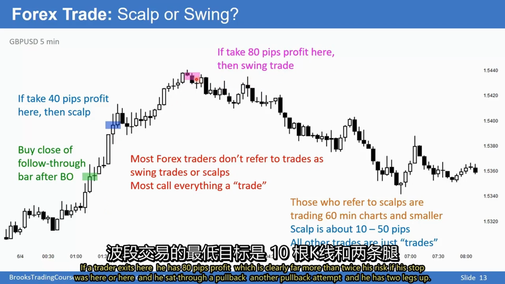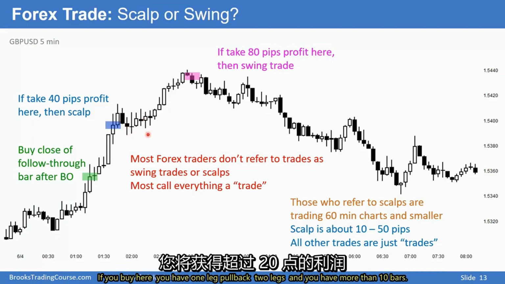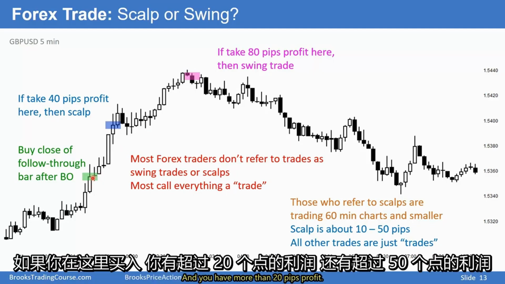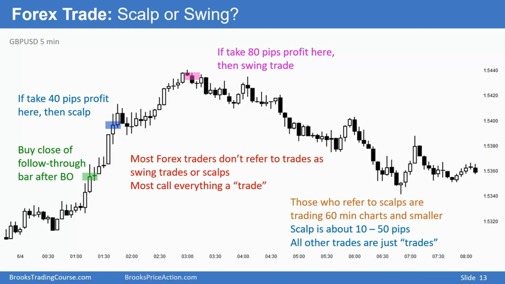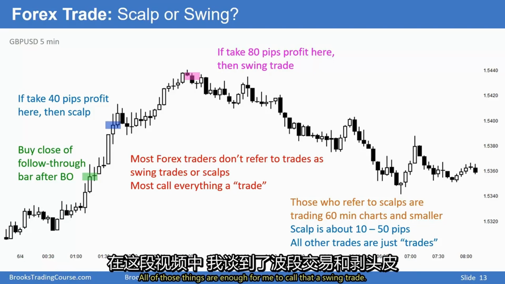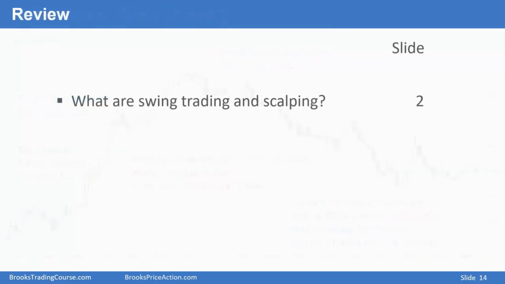If a trader exits here, he has 80 pips profit, which is clearly far more than twice his risk if his stop was here or here. And he sat through a pullback, another pullback attempt, and he has 2 legs up. The minimum goal for a swing trade is 10 bars and 2 legs. If you buy here, you have 1 leg, pullback, 2 legs, and you have more than 10 bars, and you have more than 50 pips profit. All of those things are enough for me to call that a swing trade.